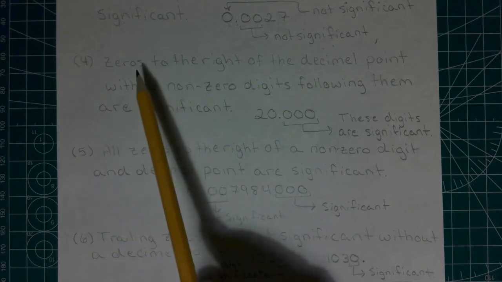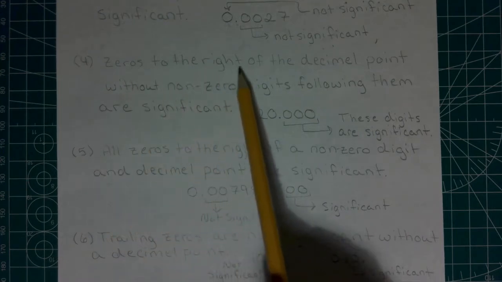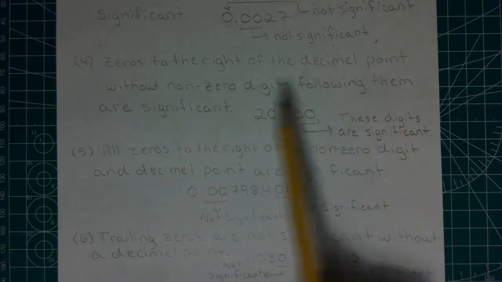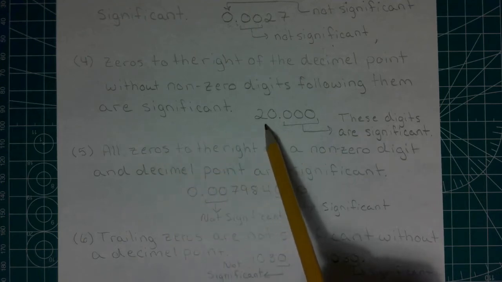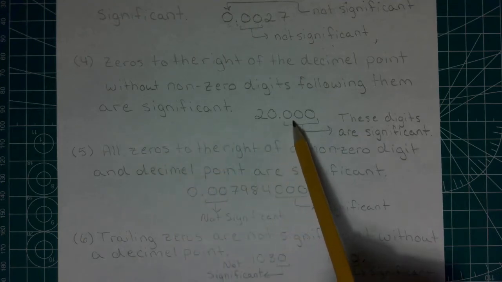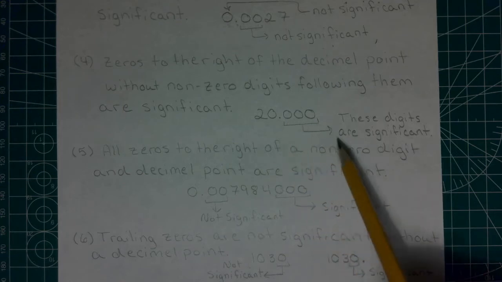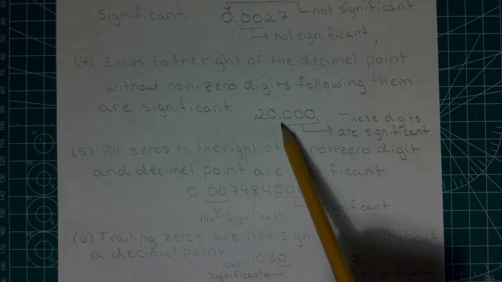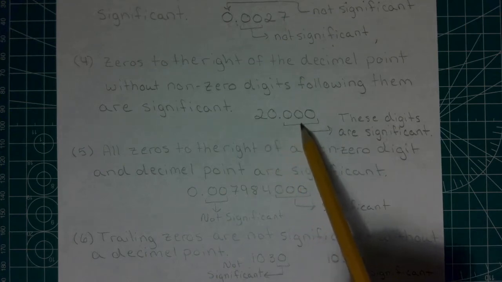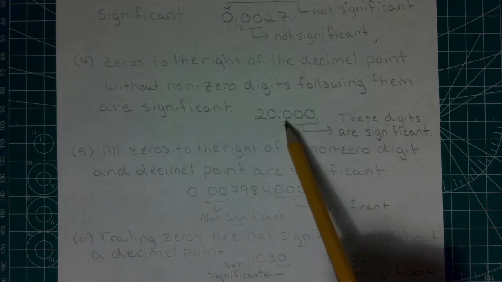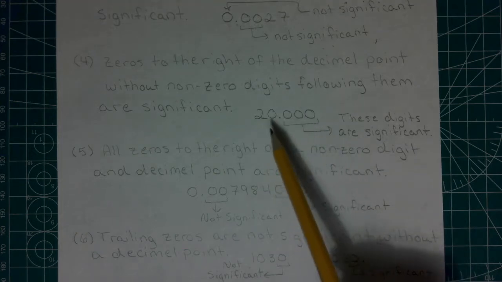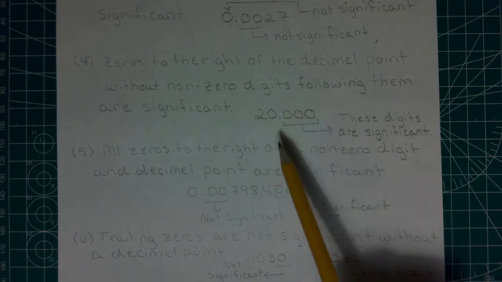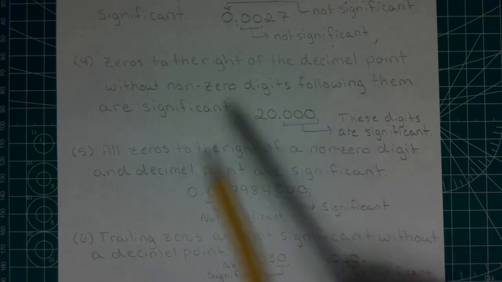Now that brings us to the next thing we have. The zeros to the right of the decimal point without non-zero digits following them are significant. So what we're saying here is that if we had a number like this, we got a decimal place, we put these zeros in, these ones all of a sudden are significant. And you could think, I could have just written 20, right? But I went an extra step to put that decimal place in and put these zeros in here. So they're not essential to just writing this number out. So the only reason I would do that is that I knew that these values were 0, and that's what causes them to be significant.